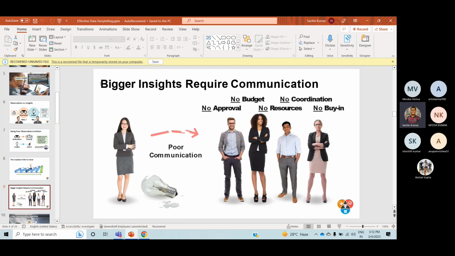And next is basically bigger insights require communication. The bigger hurdle in data storytelling is poor communication: no budget, no approval, a crunch of resources, and no coordination between the teams. So that's the bigger hurdle in data storytelling or data communication skills.